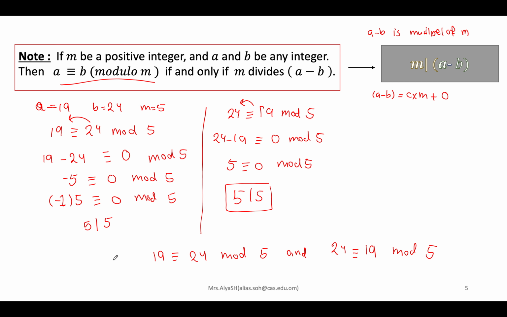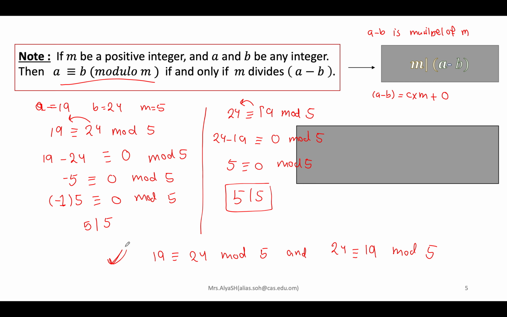And this one takes us to one of the properties of the modular, which is if A is congruent to B mod M, then B is congruent to A mod M. And this is one of the equivalence relation properties. So we need to keep this in our mind because it will help us on solving the next problems.